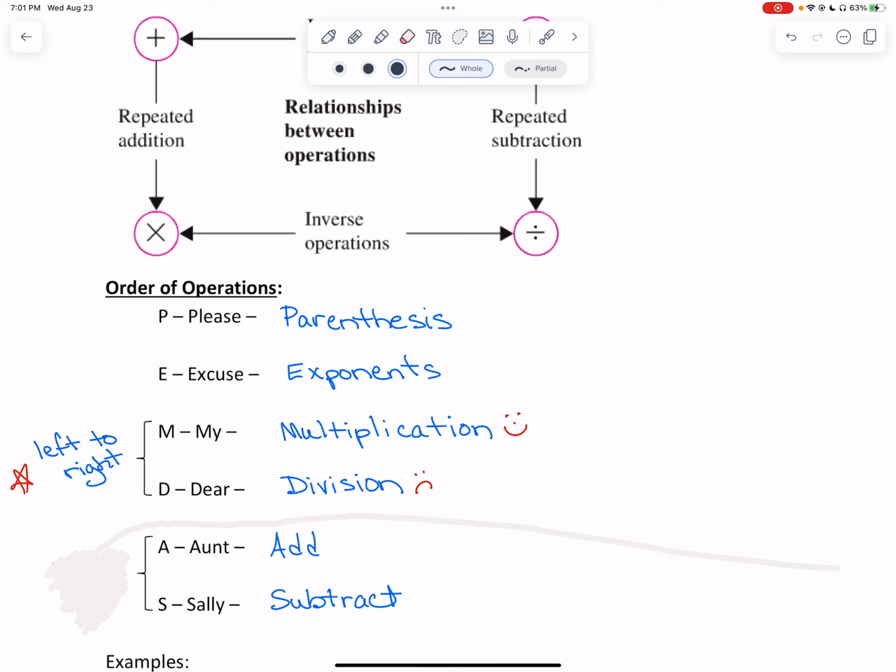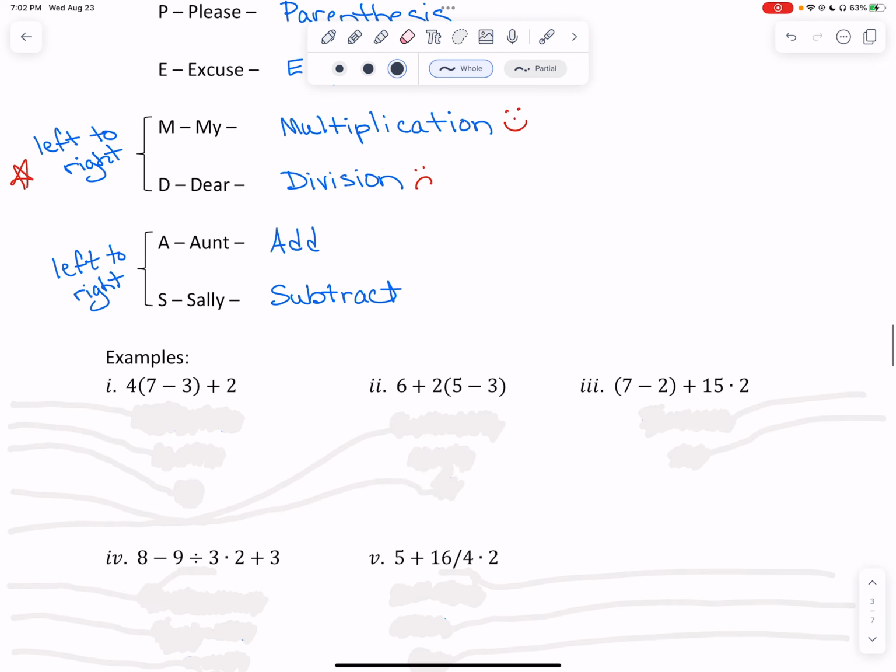Adding and subtracting. Now we say that it's left to right, but eventually when we get to chapter 5, where we have positive and negative numbers, once you start putting negative numbers in there, then this left to right goes away. Okay, and we'll talk about that once we get to chapter 5. But for right now, just think left and right. We're going to add and subtract left to right as well. Okay, so let's do some examples.